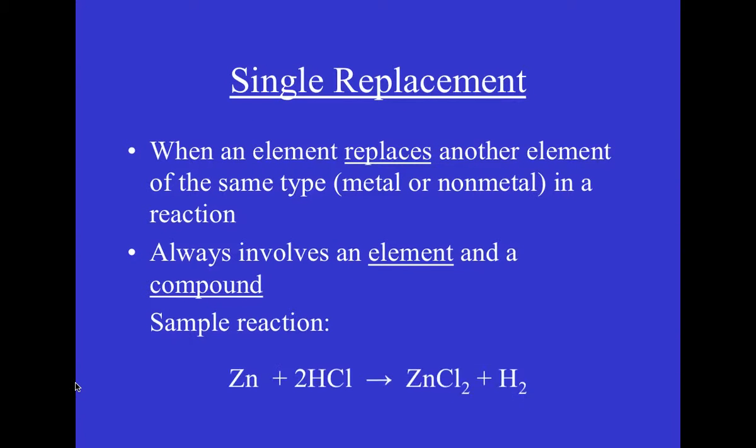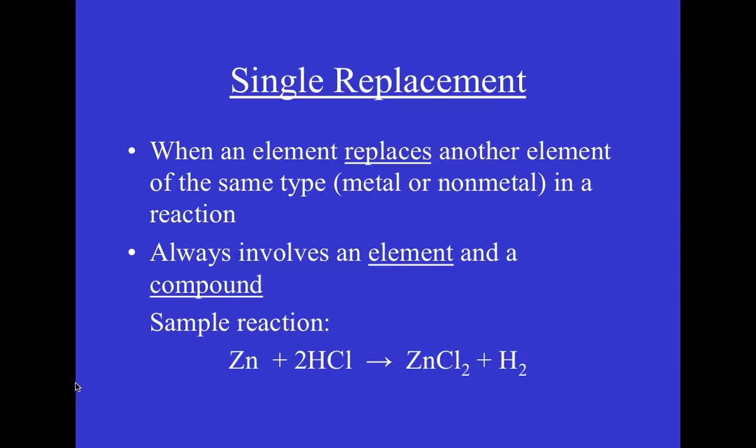So let me show you the sample reaction. I have zinc plus hydrochloric acid giving me zinc chloride and hydrogen. So if I go in and I count, I have one reactant, two reactants, and then I have one product, two products. So it can't be synthesis or decomposition because I have two different things on both sides.